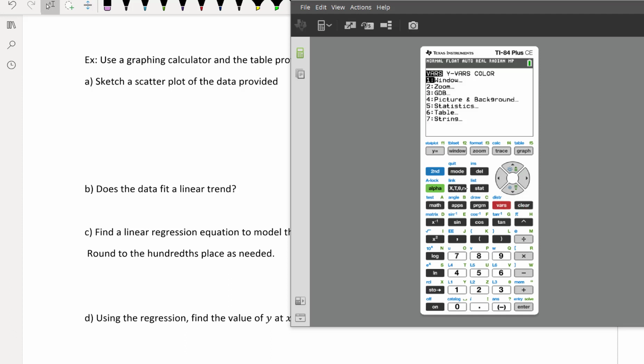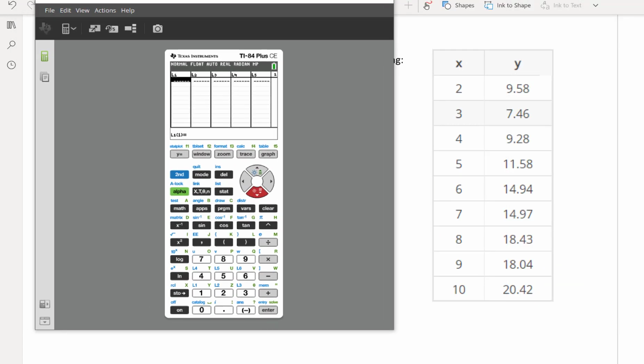Oops, let's try that again. Then I go over, up, and press clear. Now my x values start at 2. So 2, 3, 4, 5, 6, 7, 8, 9, and 10.